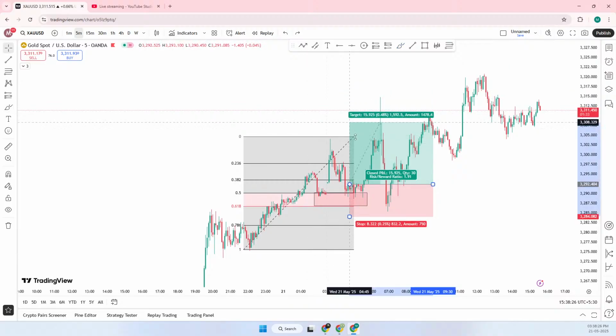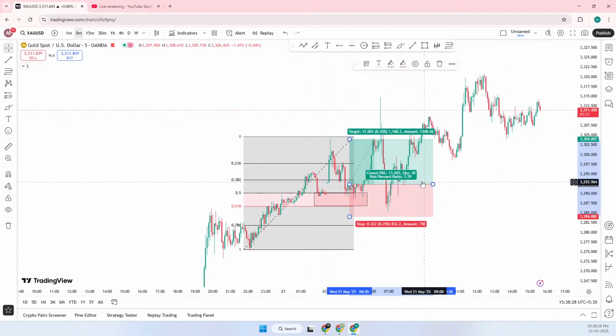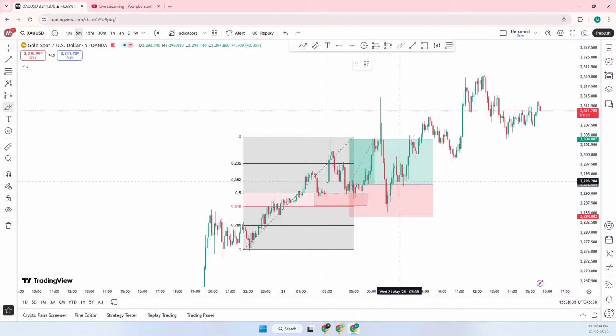So this will be my target. See, here I'm getting 1:1.4. I'm fine with that, right? 1:1.5 is also good for me. But here I am getting a very low risk reward ratio. So what I will do, I will take less quantity, so that there is less SL, less stop loss, right?